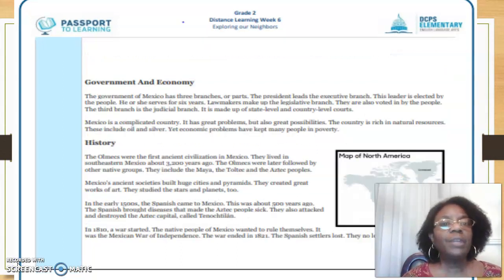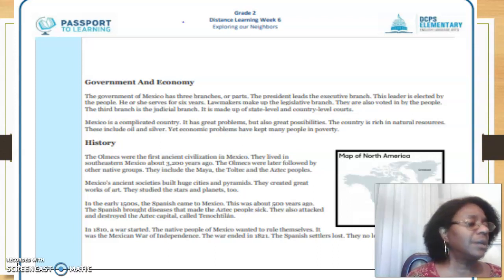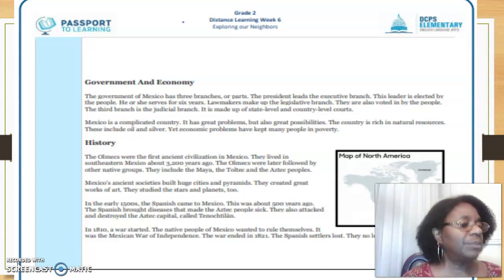Now let's look at page 14 as we read about the government and the economy. So that's the people that make the laws, and the economy has to do with how they make their money. The government of Mexico has three branches or parts. The president leads the executive branch. This leader is elected by the people. He or she serves for 6 years.